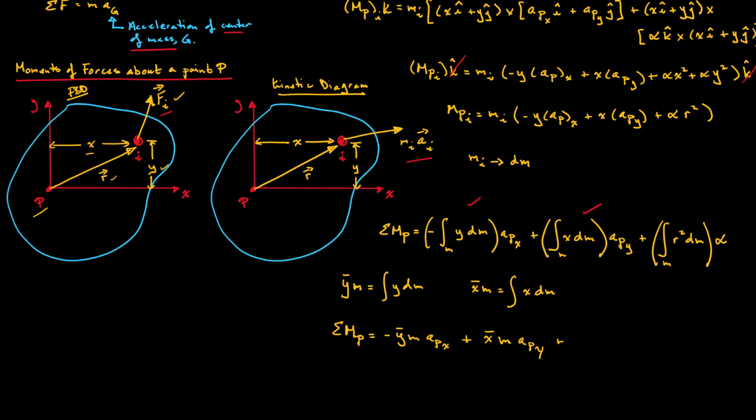This last term is called the mass moment of inertia. So let's call this the mass moment of inertia. And we denote this as IP. So it's a measure of the distribution of the mass relative to a coordinate system passing through a point P. So the third term will appear as IP alpha.